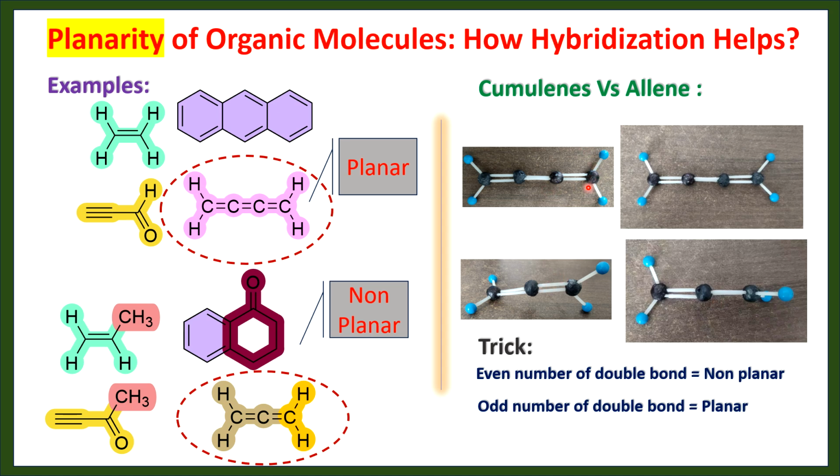So how do we determine the planarity? One thing to remember: if there is an even number of double bonds, in this case Allene, an even number of double bonds means non-planar. See this non-planar, how it looks. And if there is an odd number of double bonds, it is planar. Look at this Cumulene. If these conjugated double bonds have an odd number, then it is planar.